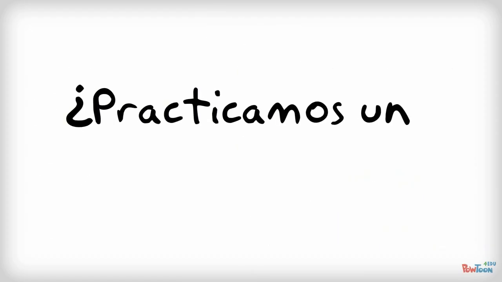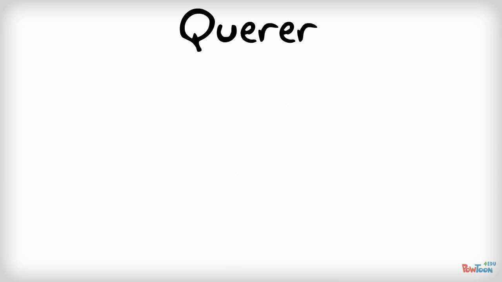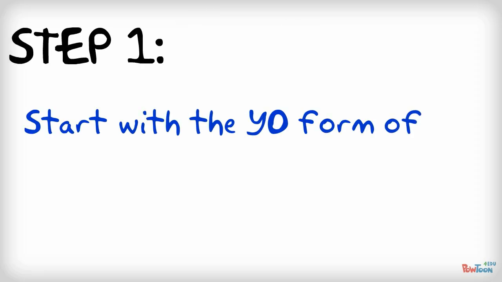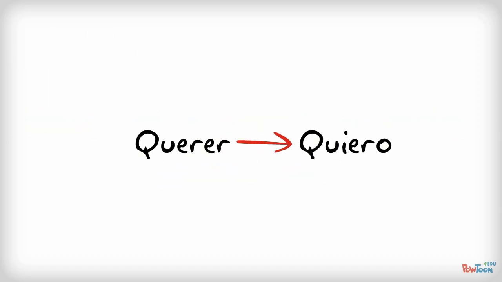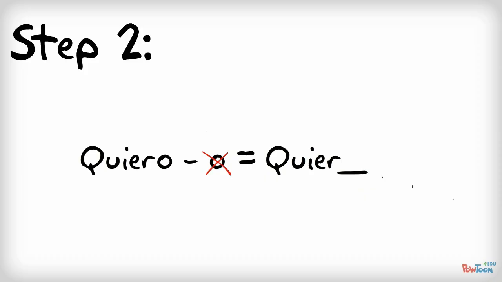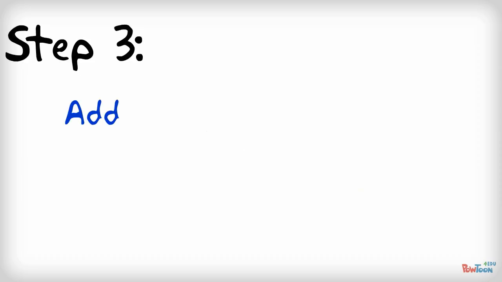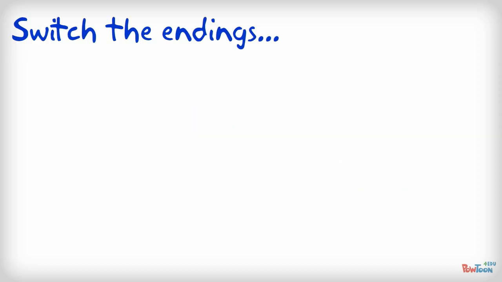Vale. Let's try it one last time with the verb querer. We'll walk through the steps and you will do the conjugation chart at the end. So, step 1 says find the yo form. So that means querer becomes quiero. Step 2 says drop the yo. So quiero then becomes quier. And the final step says add the opposite endings.